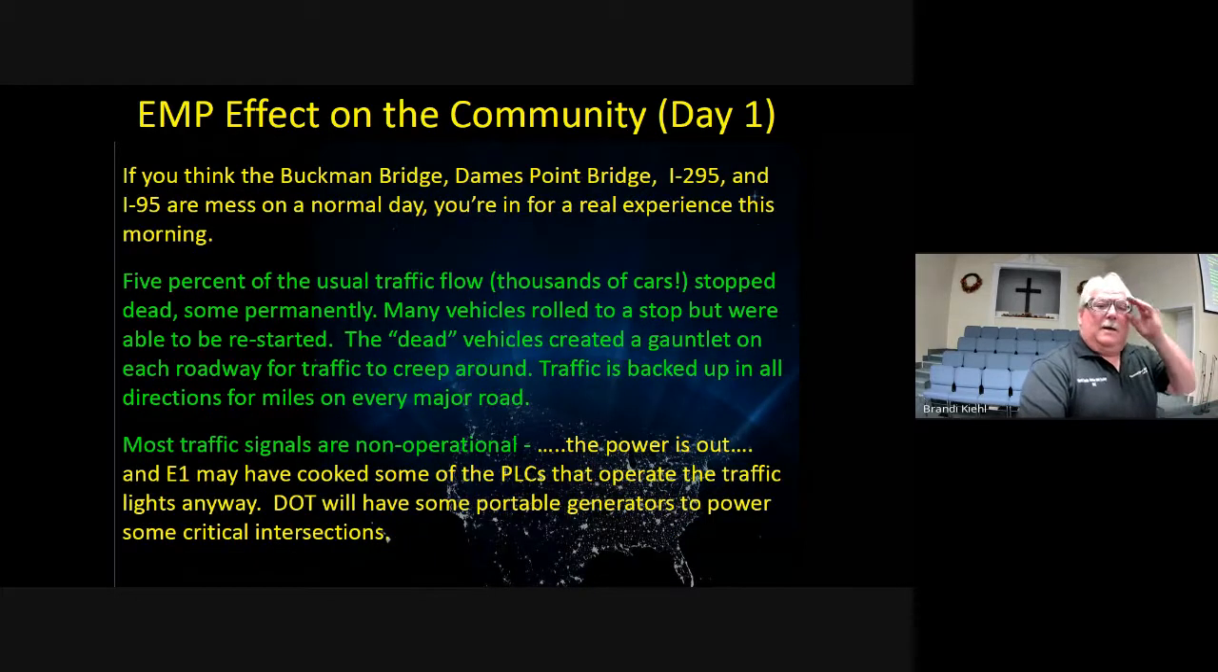Okay? If you think the Buckman Bridge and the Dames Point Bridge and I-295 suck on a normal day, wait till you have 5% of the cars just come to a stop. How many idiots are going to be out there and they leave their car right in the fast lane? How many times do you see that on a good day? Okay? But with 5%, I actually looked up how many cars go over the Buckman Bridge. It's like 130,000 cars a day. Okay? 5% of that's a hell of a lot of cars sitting there doing nothing.